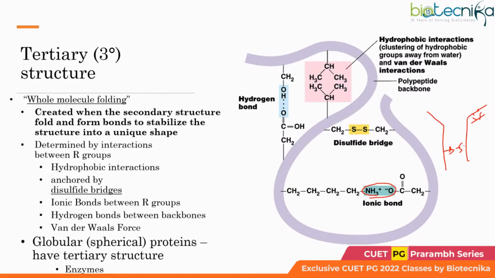So these are proteins only which are joined by such kinds of linkages. Plus, you can have ionic bonds, electrostatic attraction. Positive and negative interactions can be there. So these are determined by interactions between the R groups: the hydrophobic interactions, disulfide bridges, ionic bonds, hydrogen bonds, and van der Waals forces. These are globular, spherical proteins which have tertiary structure. As I mentioned, fibrous proteins can have only secondary structure, but globular proteins definitely need to have some 3D structure for their proper function.